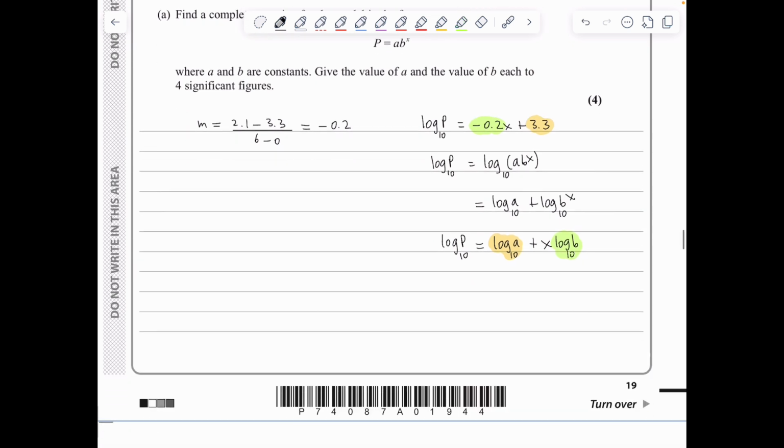So we are looking at log of A base 10 is equal to 3.3, which means that A is 10 to the 3.3, which correct to 4 significant figures is 1995. And we also have log of B base 10 is equal to negative 0.2, which means that B is 10 to the negative 0.2, which gives an answer of 0.6310. And therefore the full equation of the model, which is needed to claim the final mark in this part of the question, is that capital P is 1995 times 0.6310 to the power of x.